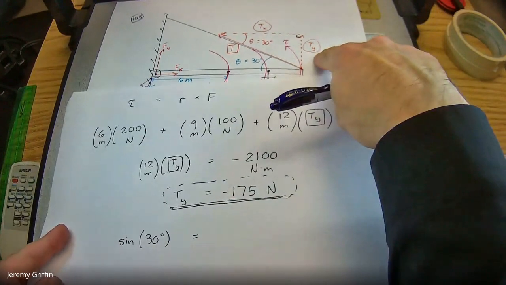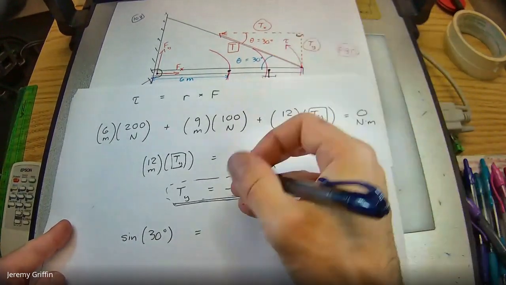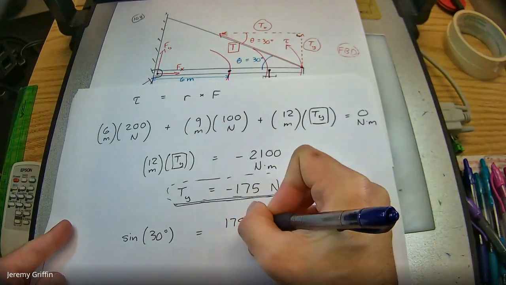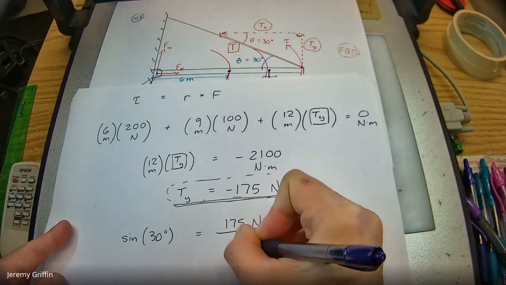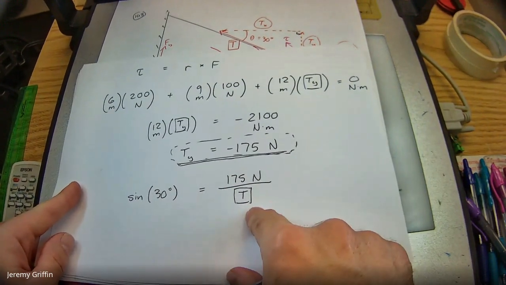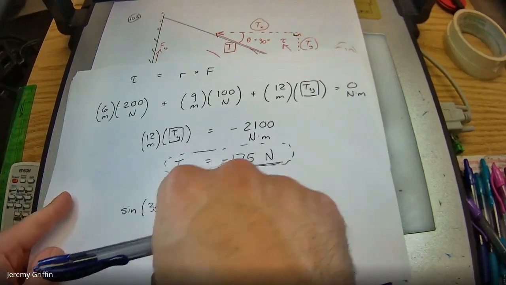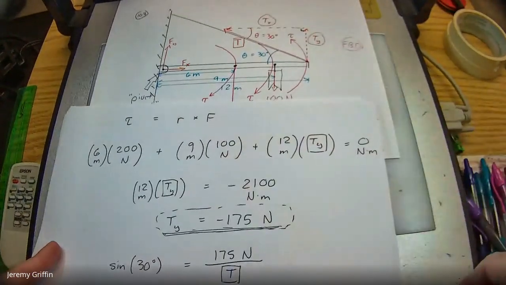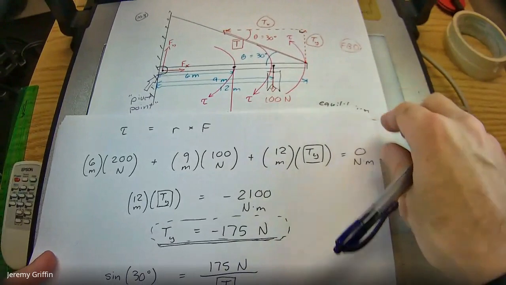That's T in the y direction. Well, I'll just list the magnitude as 175 newtons divided by the full tension. And the full tension, that's what we want to know. Okay, that's what we're curious to know. I read this like the definition of the sine of this angle. Okay, you guys get that? All right.